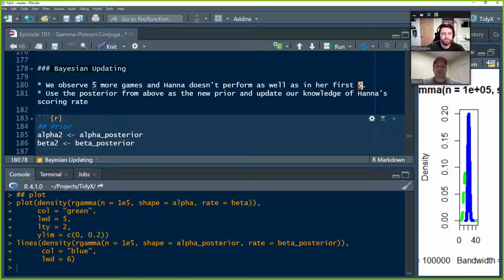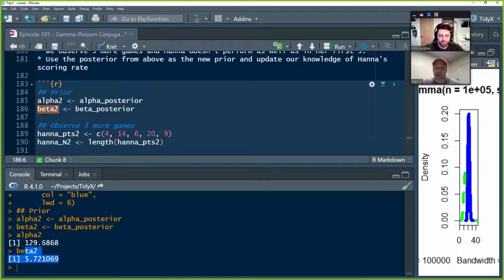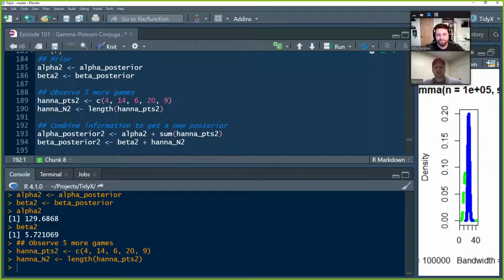We're going to watch those 5 games. We're going to use the posterior alpha and beta parameters from above and make them our new prior information, because we're going to carry that forward and update that knowledge about Hannah. We observe the next 5 games where she doesn't fare as well, except for one game, game number 4. So we want to get our successes and our observations of 5 games.